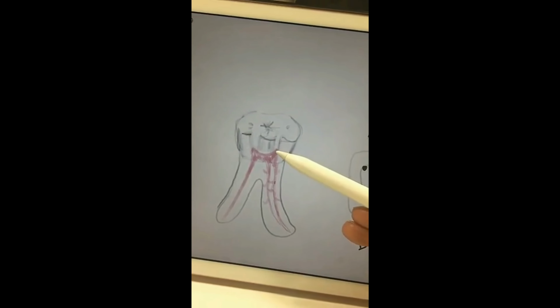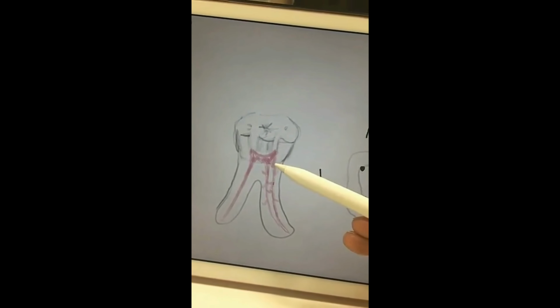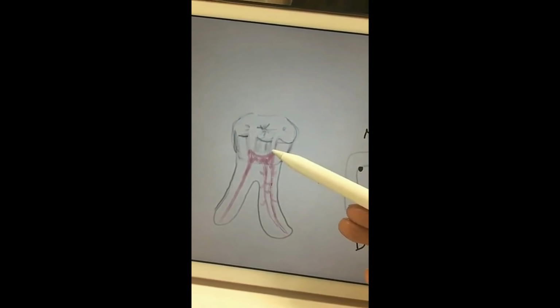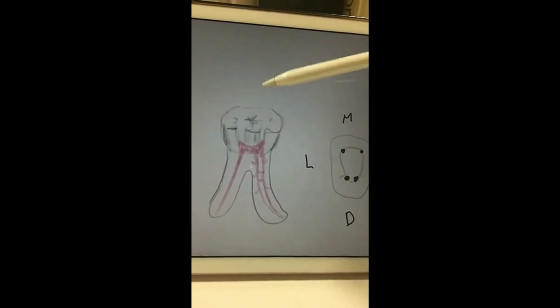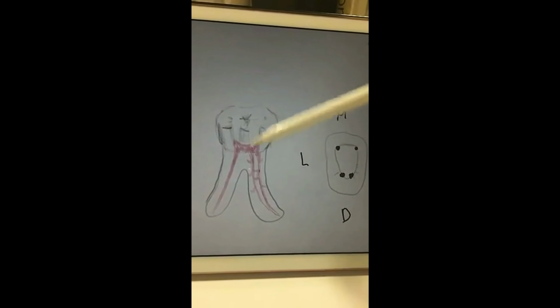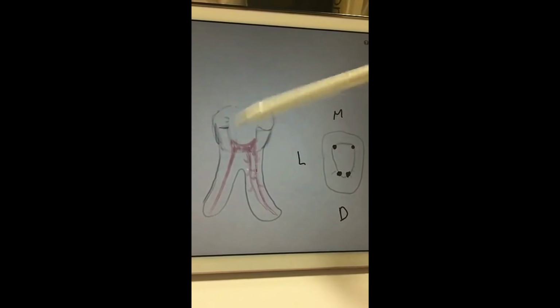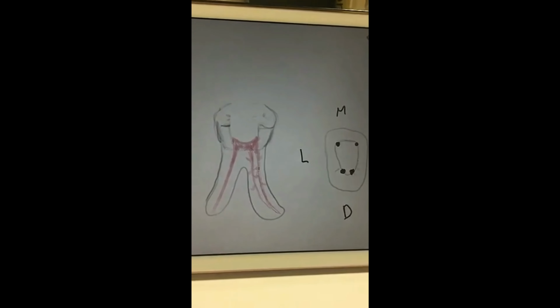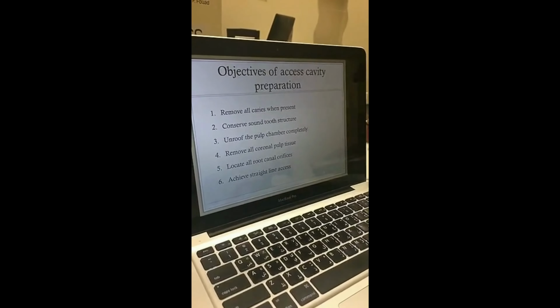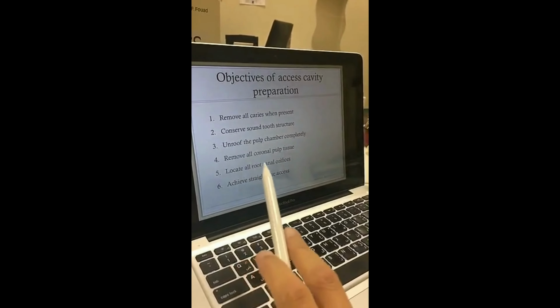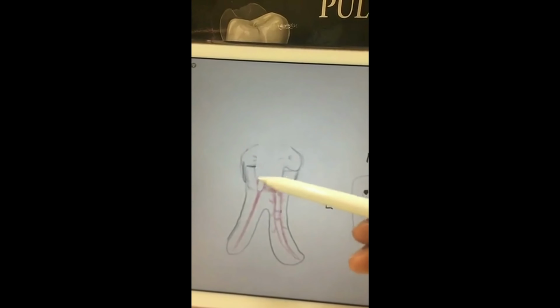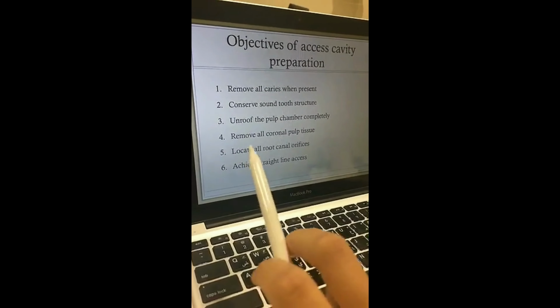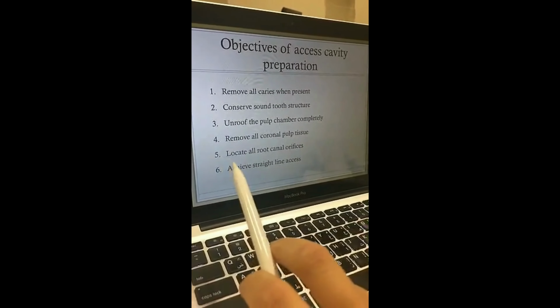They think this is an orifice, but this is the real orifice, and here it's just a hole in the pulp roof. And when I said deroofing, I mean to remove the whole roof of the pulp, like this. Back to our objectives. So now we will remove all coronal pulp tissue. When you remove all coronal pulp tissue, you will be able to locate all root canal orifices.